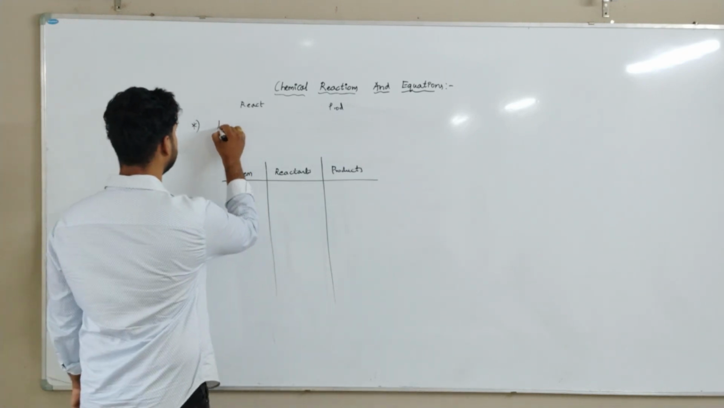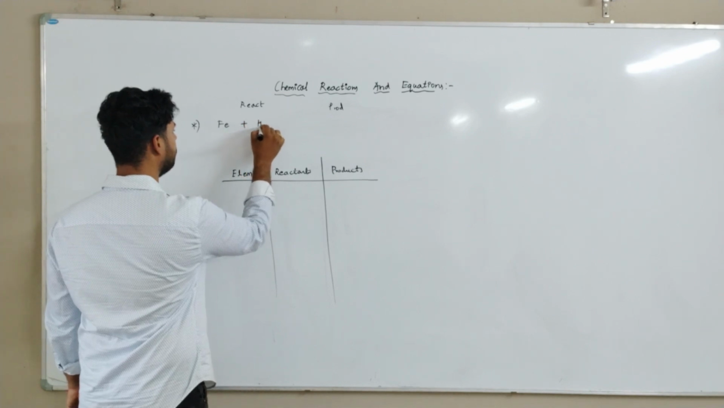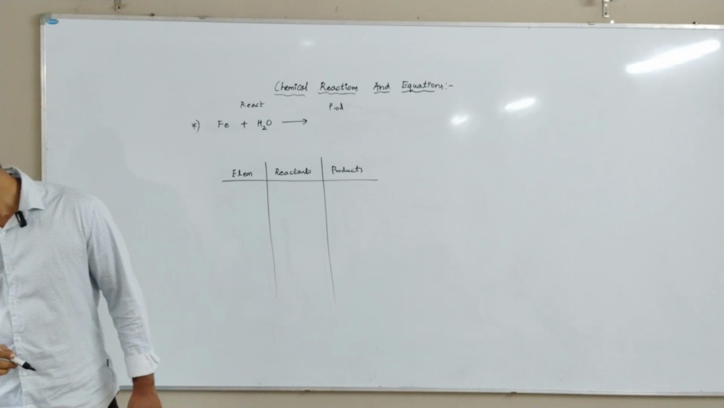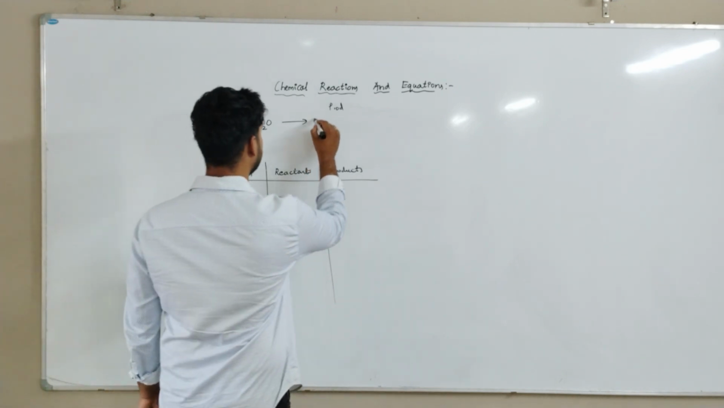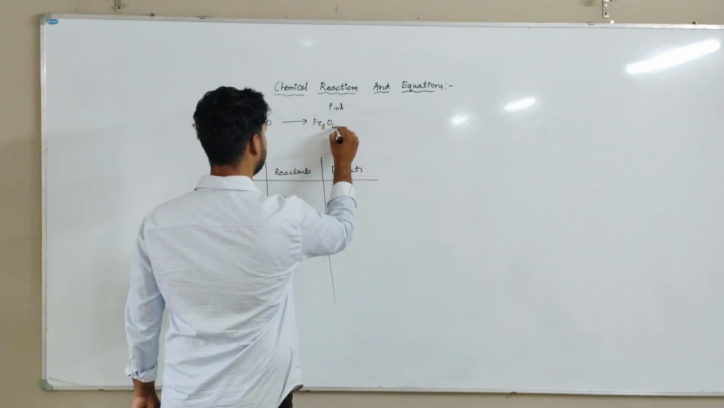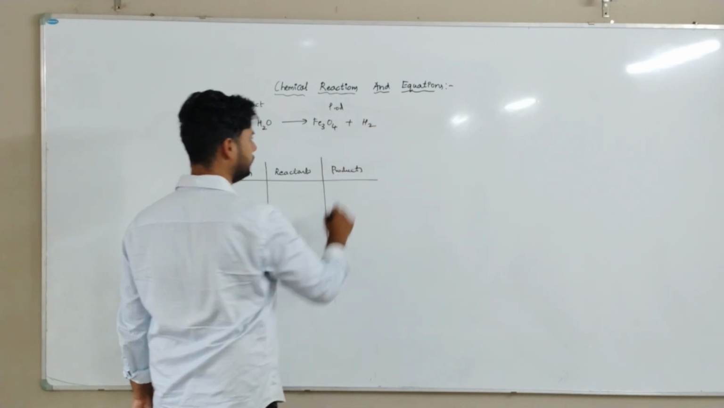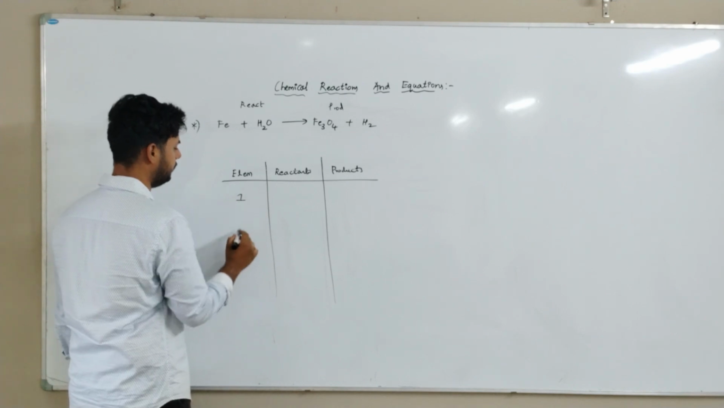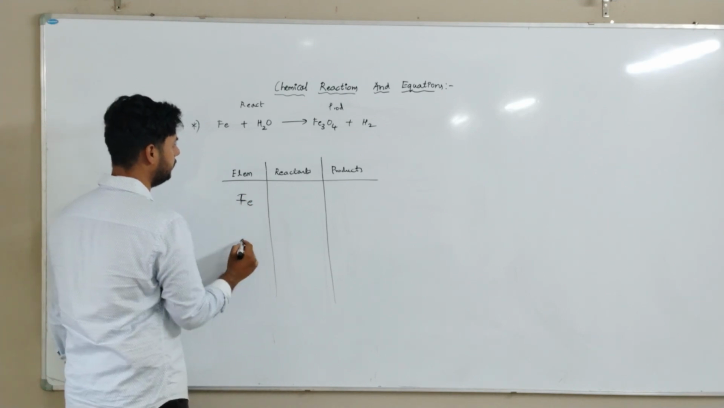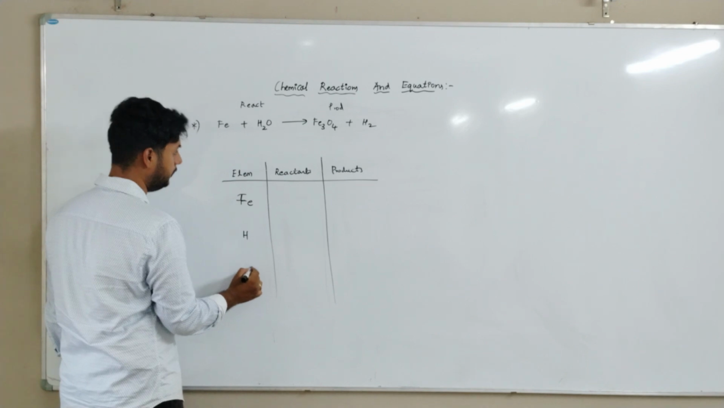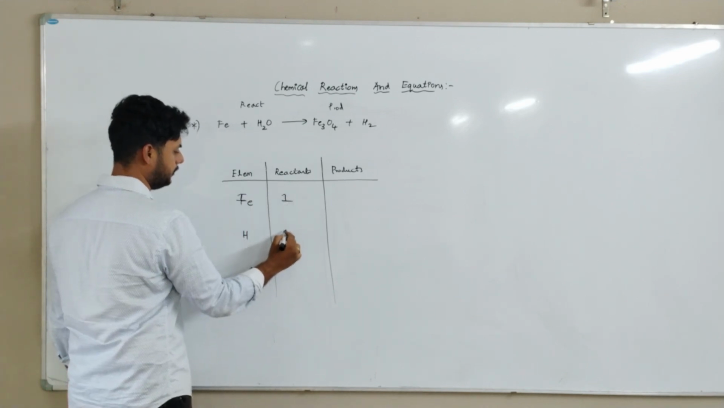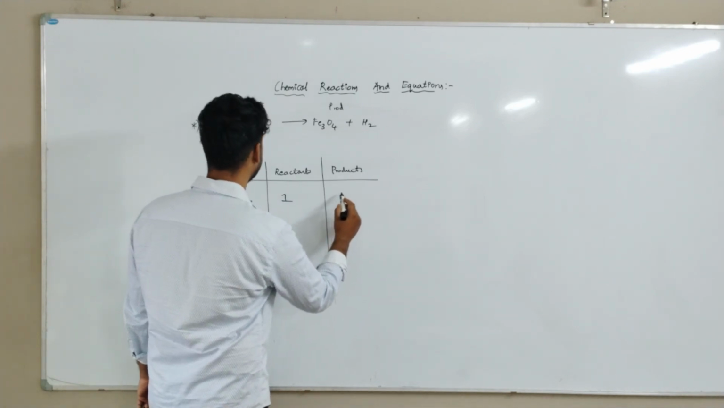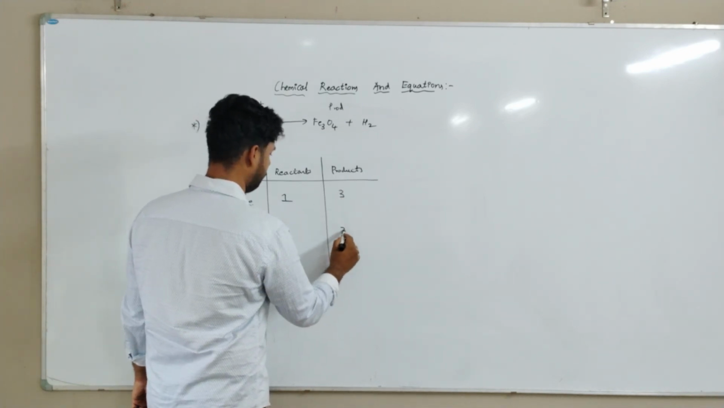Fe plus H2O gives Fe3O4 plus H2. See properly now. Fe 1, H2, O1 on the reactant side, and Fe3, H2, O4 on the product side.